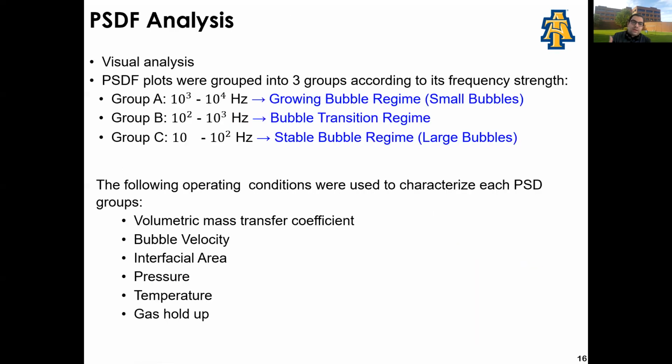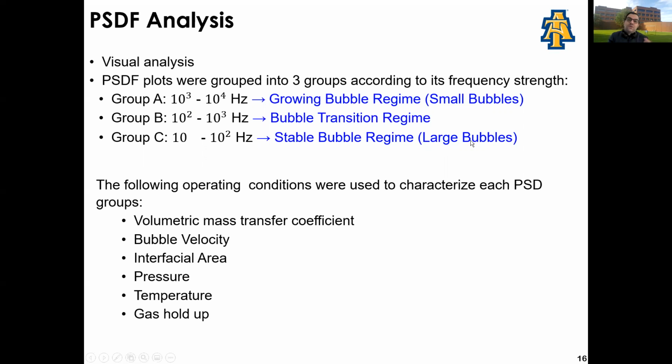Then the next step, we did a visual analysis of these PSDF plots, and we grouped them into three main groups based on their frequency strength. Group A had frequencies from 10 to the 3 to 10 to the 4, and we said this group corresponds to the growing bubble regime, where I have a majority of small bubbles. Group B is between 100 and 1,000 hertz, and this is the bubble transition regime. Group C is between 10 and 100 hertz, and this corresponds to the stable bubble regime.